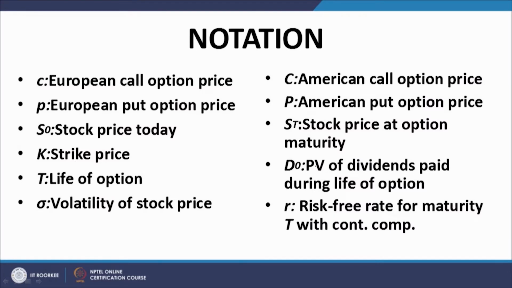Small c represents the European call option price, small p represents the European put option price, S0 is the stock price at t equal to 0, K is the strike price, I mentioned that, capital T is the maturity of the option, sigma is the volatility of stock price, we shall be talking more about it. Capital C is the American call option price, capital P is the American put option price, ST is the stock price at maturity, capital T. D0 is the present value of dividend paid during the life of the option. We have encountered that in the context of forwards. R is the risk free rate of interest with continuous compounding, and maturity equal to capital T.